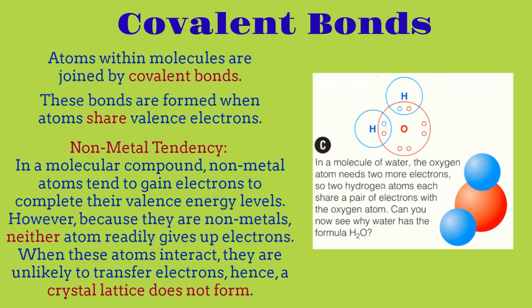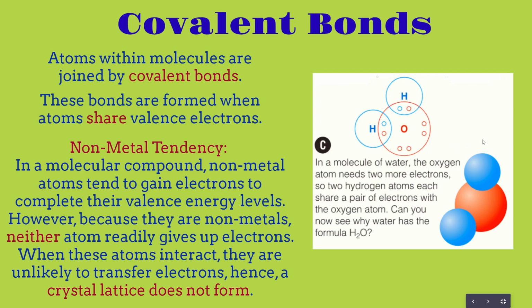So for non-metal tendency, inside of a molecular compound, non-metal atoms tend to gain electrons to complete their valence energy levels. However, because they are non-metals, neither atom readily gives up electrons. When these atoms interact, they are unlikely to transfer electrons, hence a crystal lattice does not form. This is the reason why a crystal lattice does not form inside of covalent bonds, otherwise known as molecular compounds.